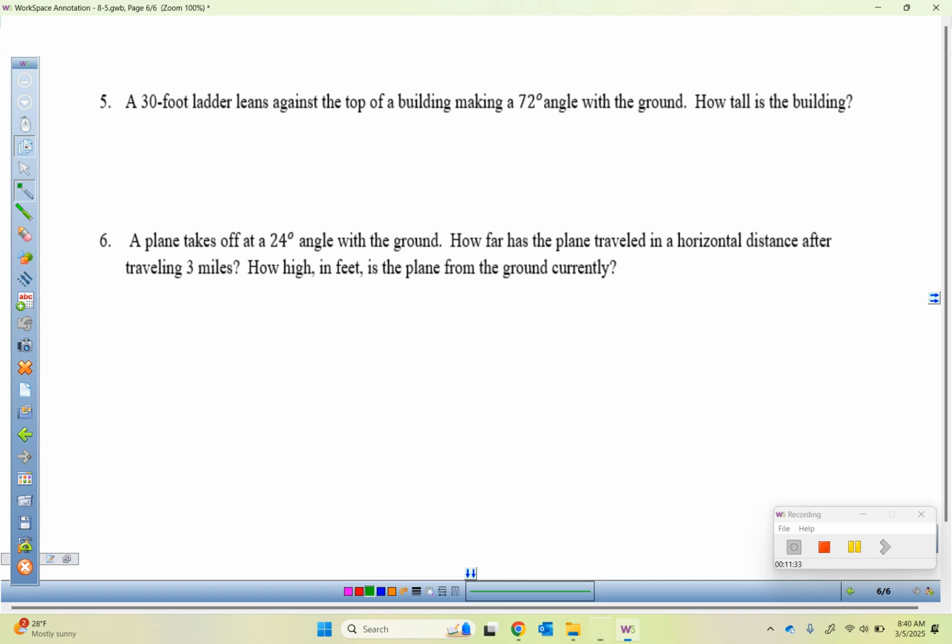All right, now we're going to draw our own pictures, okay? So number 5, a 30-foot ladder leans against the top of a building, making a 72-degree angle with the ground. How tall is the building? Okay, so I'm going to draw myself a building here. I'm going to say this is the side of my building, okay? And I'm going to have a ladder leaning against it.